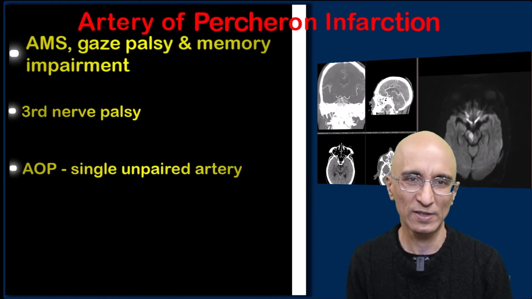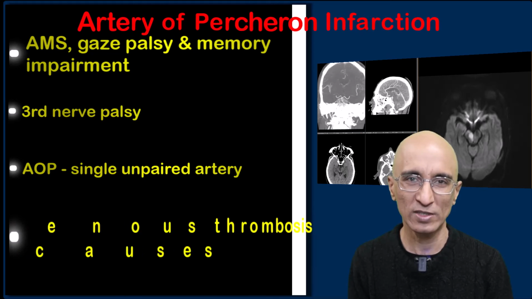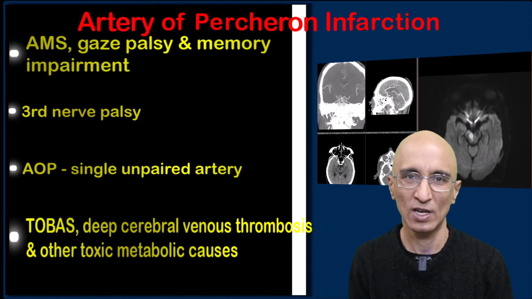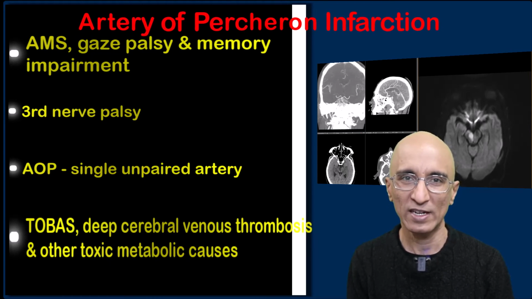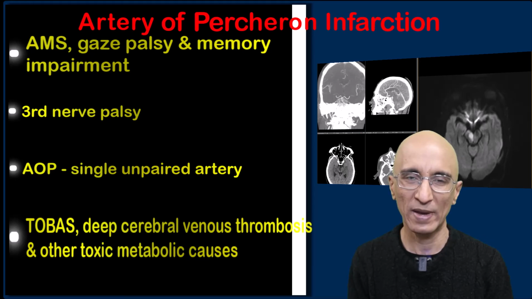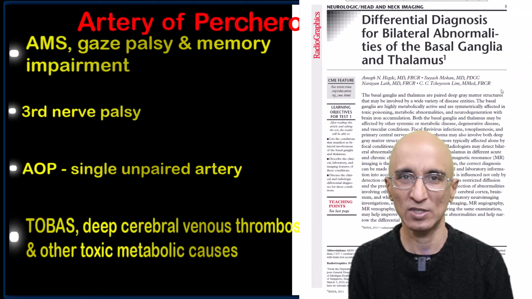Also, when we see bilateral thalamic lesions, it's important to exclude other etiologies including vascular causes such as top of basilar artery syndrome or occlusion of deep cerebral veins. There are also a number of other etiologies which can cause signal abnormalities in bilateral thalami. I would strongly recommend anybody who is interested to learn more about this topic to refer to this RadioGraphics article.